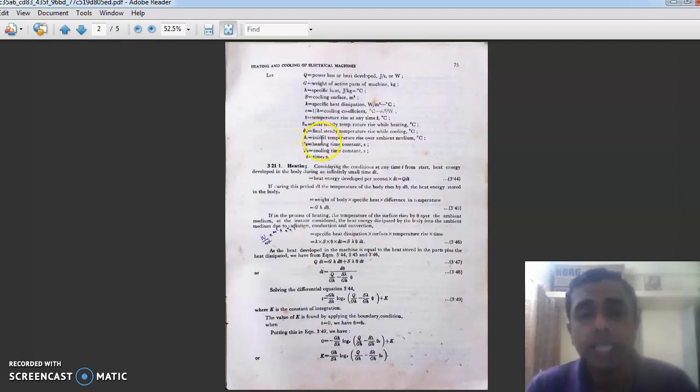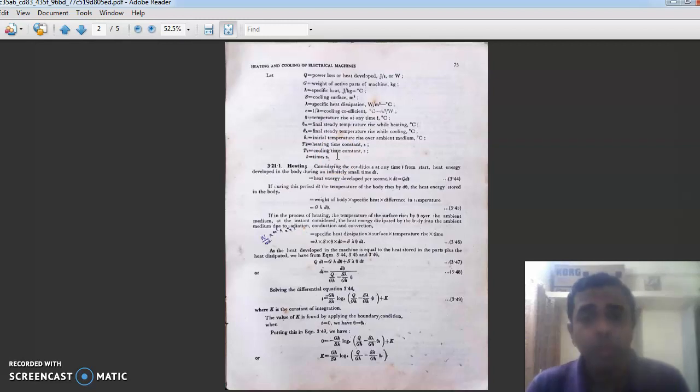Then theta is the initial temperature rise over the ambient medium, in degrees Celsius. And th is of course the heating time constant, and tc is the cooling time constant, in seconds. And t is, of course, time in seconds.